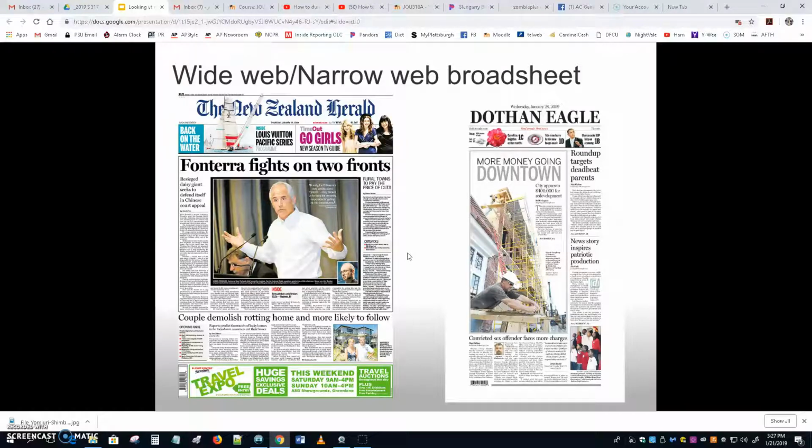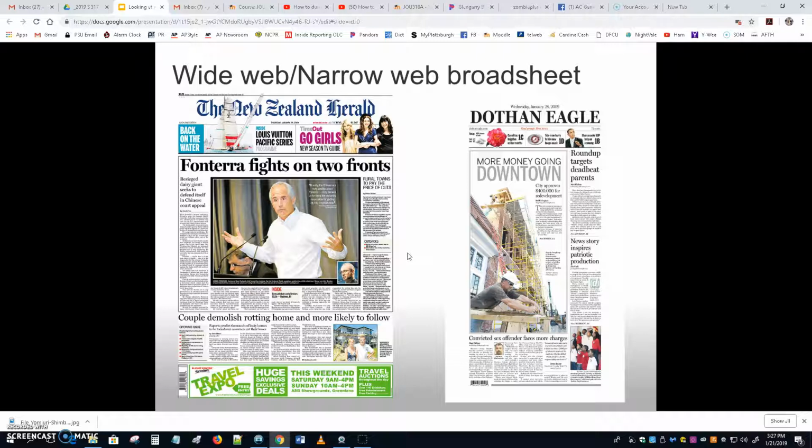Also, another way to look at papers is we could talk about wide web versus narrow web broadsheet pages. So the web is the width of the page. And it actually has to do with the width of the spread, which is 2 pages together, which is actually the way the pages come off the press. That would mean it's the width of the roll of paper that is used.